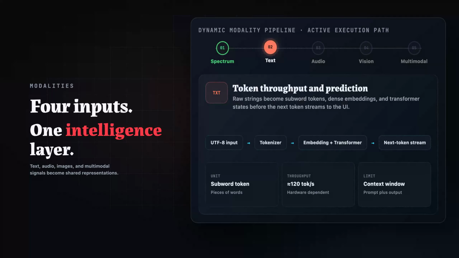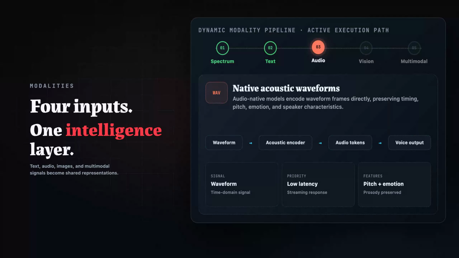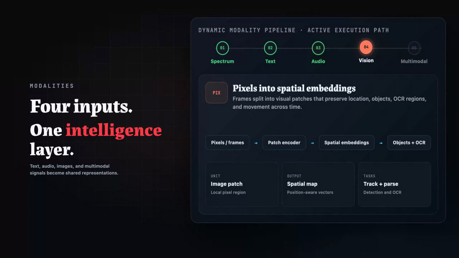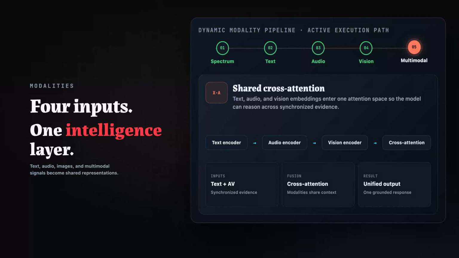Text models optimize for raw token throughput and sequence prediction. Audio models process direct acoustic waveforms natively, eliminating latency from separate text-to-speech pipelines. Vision models convert pixels into spatial embeddings for spatial tracking and document parsing. And multimodal models unify text, vision, and audio into a shared cross-attention transformer.